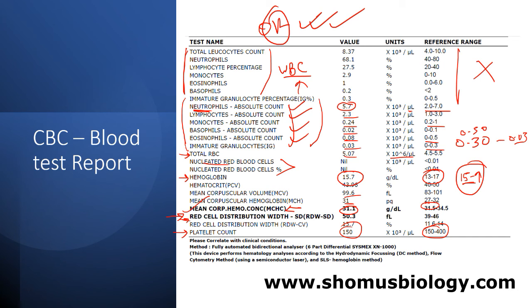Okay, so this is all that you need to check: the white blood cell count, the red blood cell count, the hemoglobin count, as well as the platelet count. These are the 4 most important things that you need to check. So that's all about the CBC blood test report analysis.